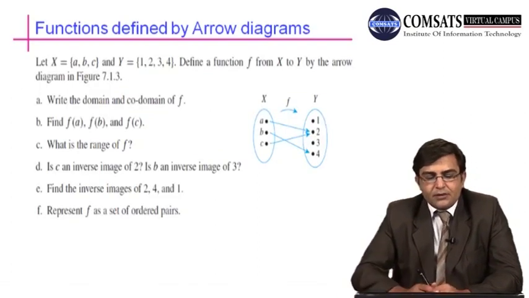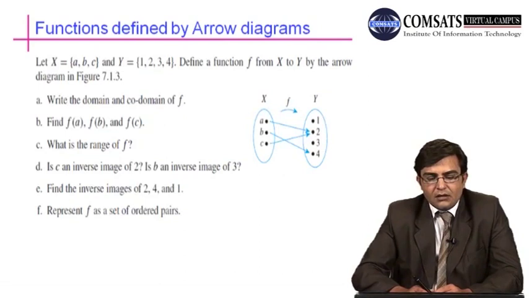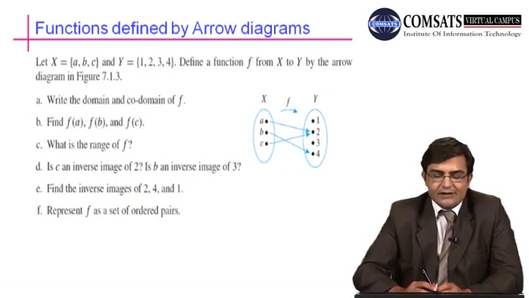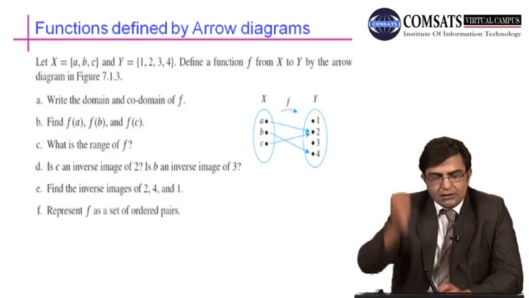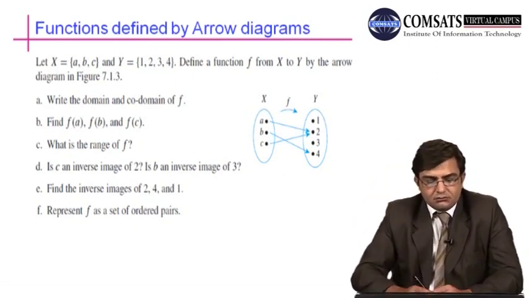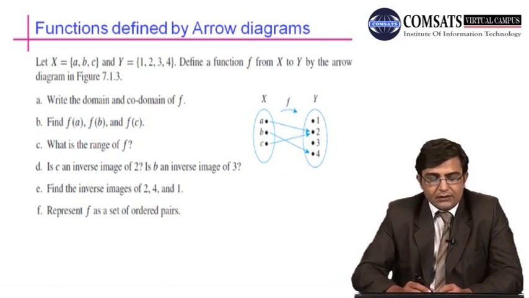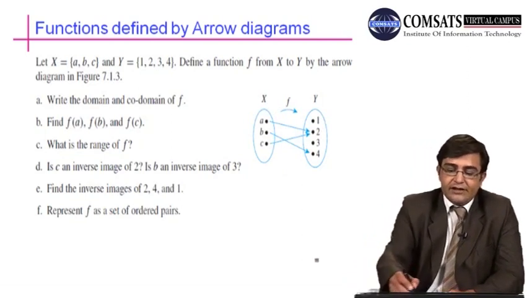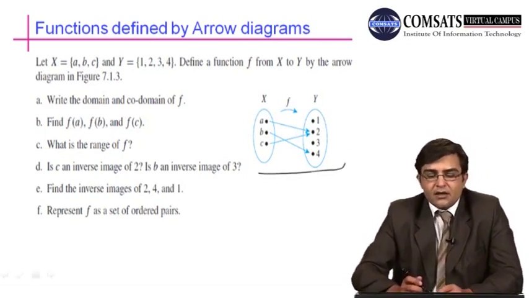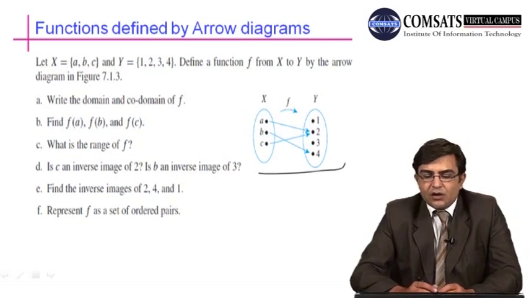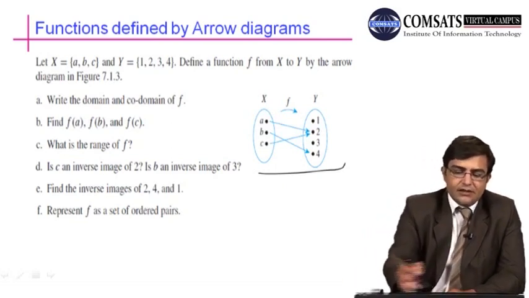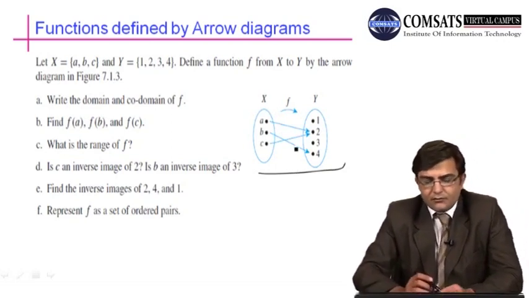We take another example, how to find the images, inverse images, range, or whatever the basic calculations which are involved in the functions. Let X is equal to {a, b, c}, Y is equal to {1, 2, 3, 4}. We have two sets and a function is defined here by the arrow diagram. Define a function from X to Y by the arrow diagram in this figure which is given here.